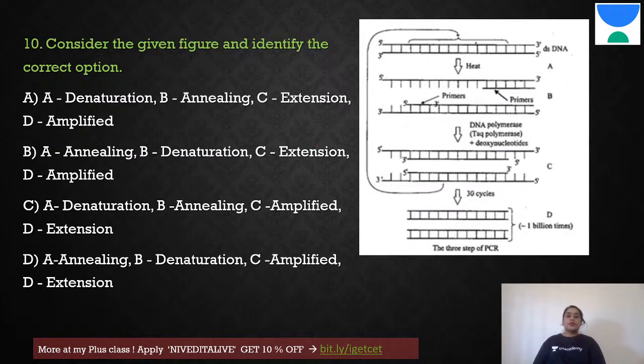Last question. Processes are given here. A, B, C, and D are mentioned. So what is each one of them called? The first one, if you are answering, I will wait. Otherwise, I'll go ahead. Okay. The first one is denaturation. Then we have annealing, then extension, and finally amplified DNA, right? So what would be the correct option here? It is A, that is denaturation, annealing, extension, and amplification.